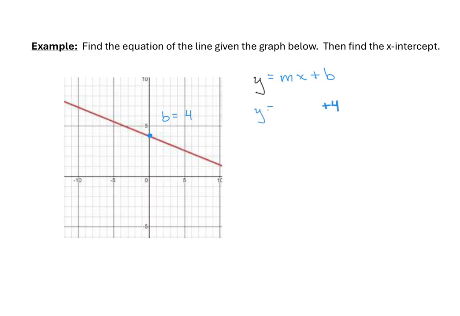And then we just have to figure out our slope. You can do this one of two ways. You can go ahead and use your formula for slope and find another point on our line. So we want a nice point. I think that we have a nice point right here.